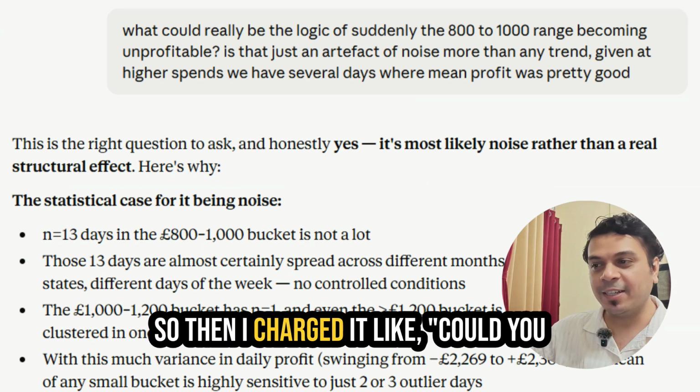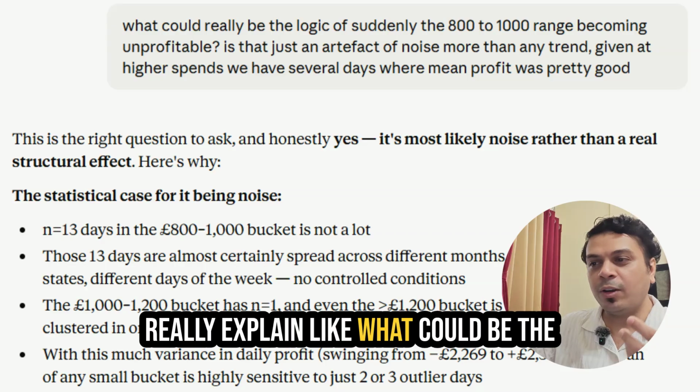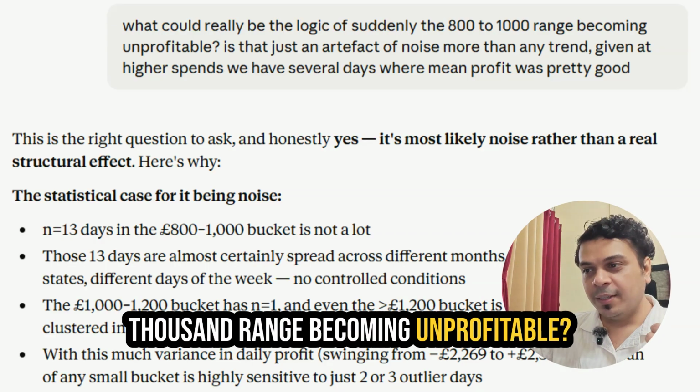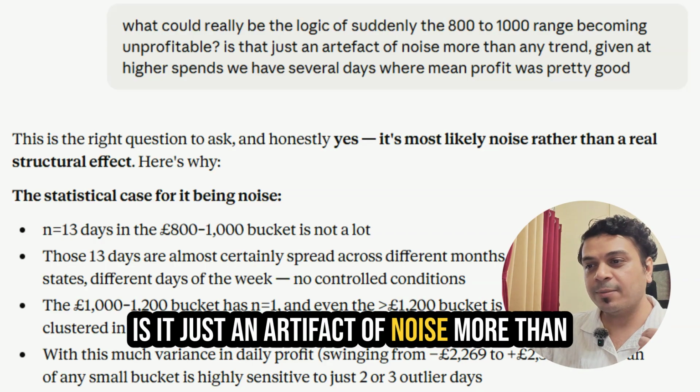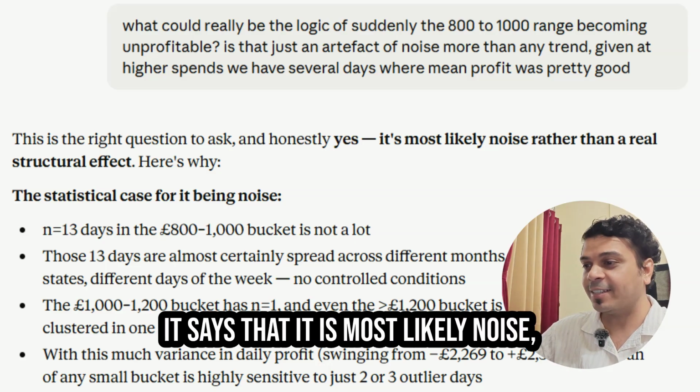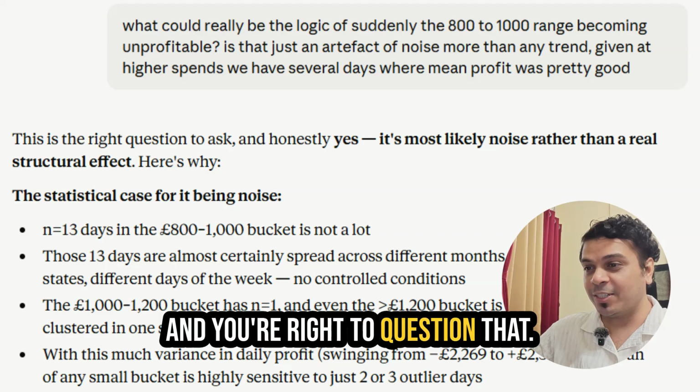So then I challenged it: could you really explain what could be the logic of the 800 to 1000 range suddenly becoming unprofitable? Isn't it just an artifact of noise more than any trend, given that at higher spends we have several days when mean profit was really good? And then it says that it is most likely noise, and you're right to question that.